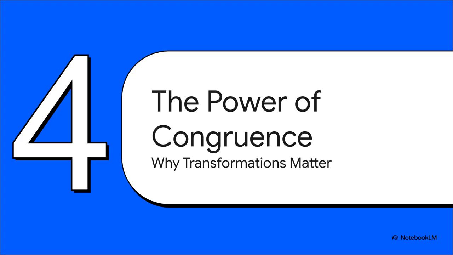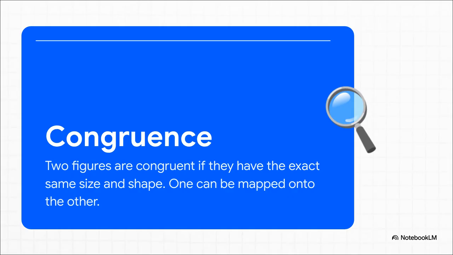So look, we've learned how to slide, flip, and turn shapes all over a grid. But what's the big deal? Why is this stuff so important? Well, the answer is a massive idea that's really at the heart of all geometry: congruence. So what is congruence? Well, two figures are congruent if they are perfect clones of each other. We're talking same side lengths, same angles, the whole shebang.